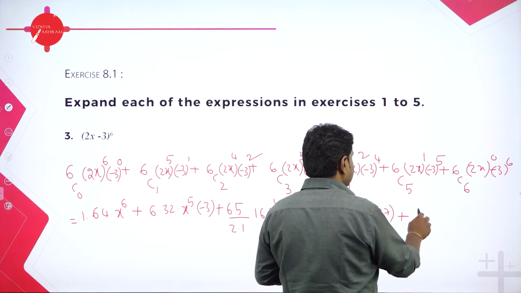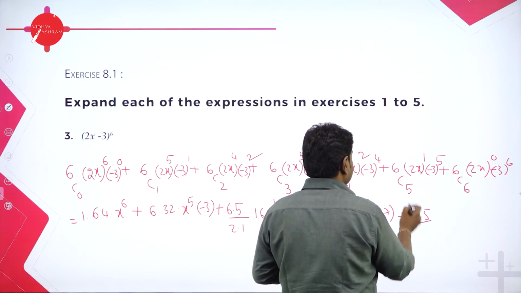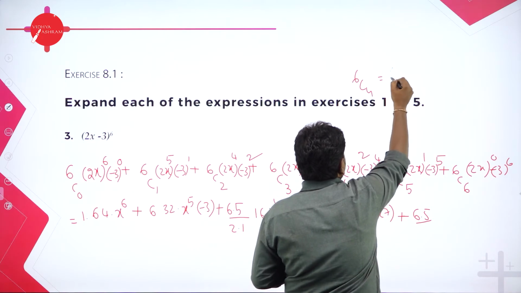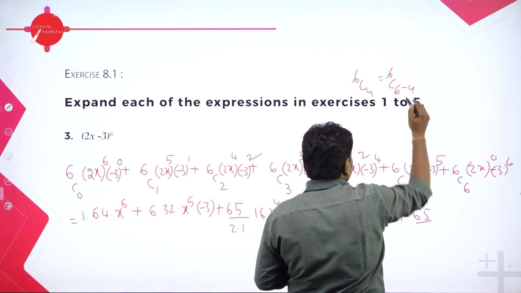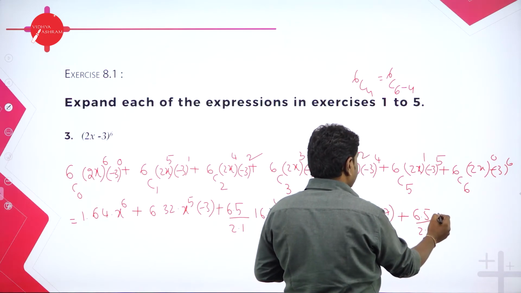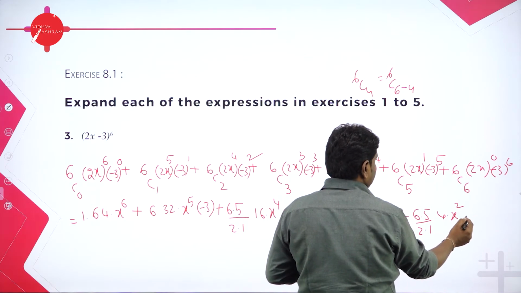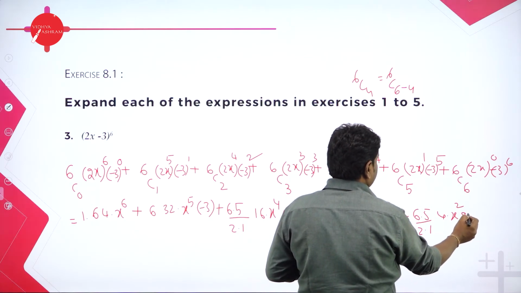6c4 is same as 6c1, it is 6. Sorry, 6c4 is 6c2, that is 15. See, 6c4 can be written as 6c(6 minus 4), that is 6c2. 6c2 means 6 into 5 divided by 2 into 1. Then 2 square is 4, x square, minus 3 power 4 is 3 3s are 9, 3 9s are 27, 3 27s are 81.